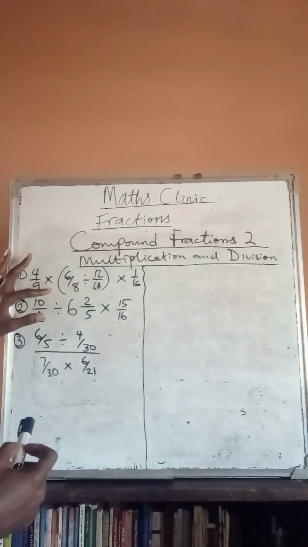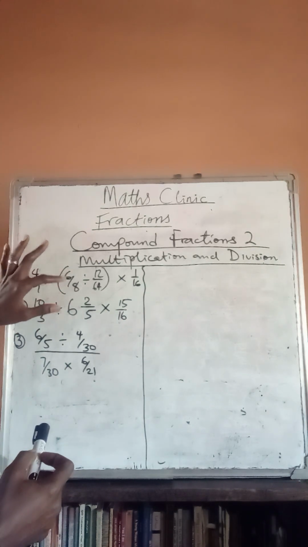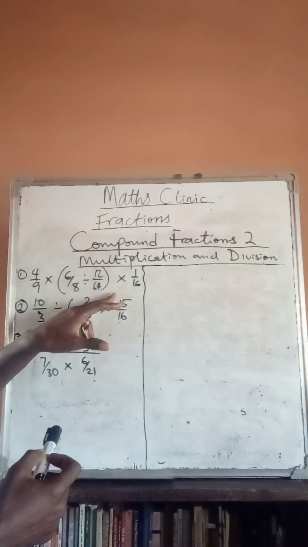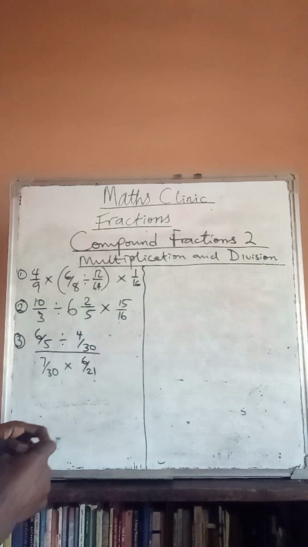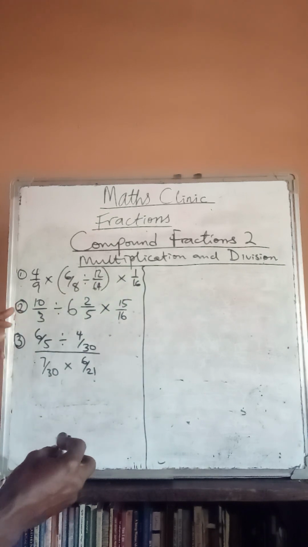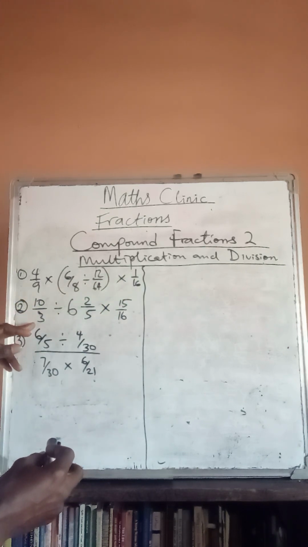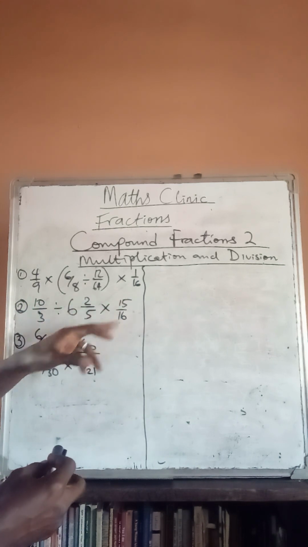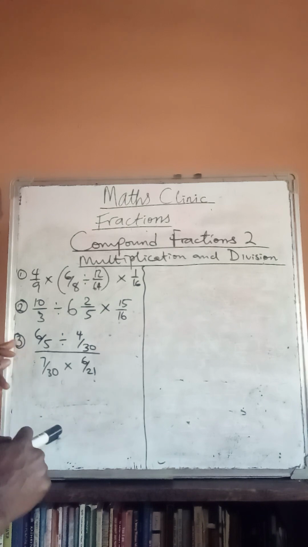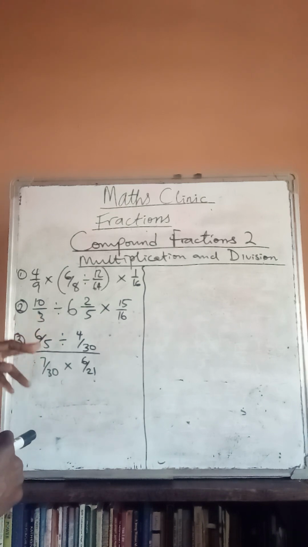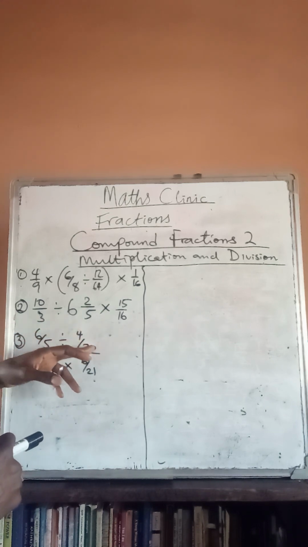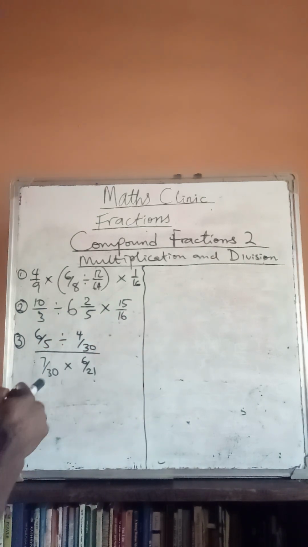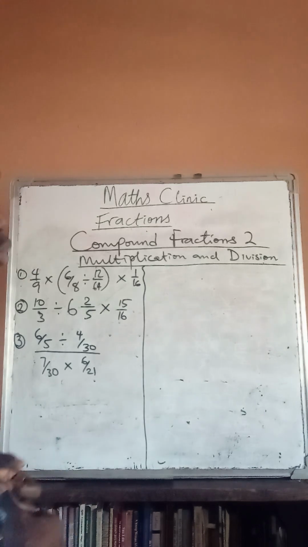4 all over 9 times 6 all over, bracket open, 6 all over 8 divided by 12 all over 64, bracket close, times 1 all over 16. And number 2, 10 all over 3 divided by 6 whole number 2 over 5 times 15 all over 16. And number 3, 6 all over 5 divided by 4 all over 30, all divided by 7 all over 30 times 6 all over 21.